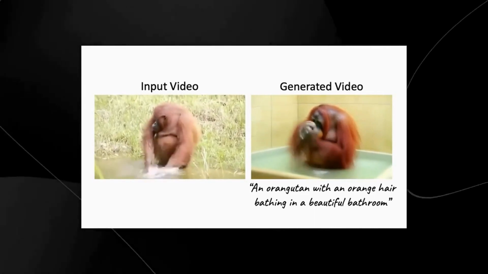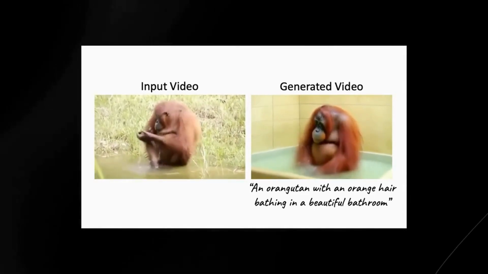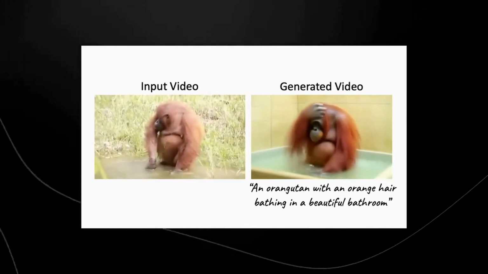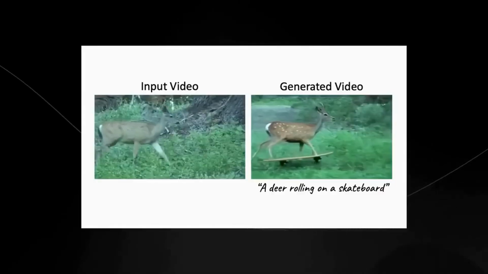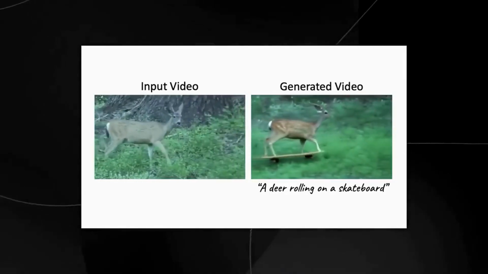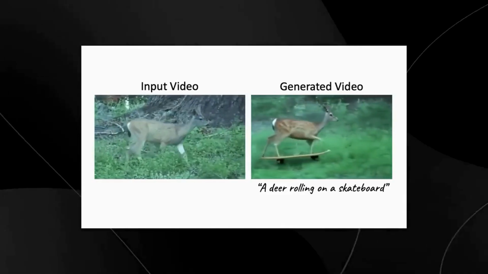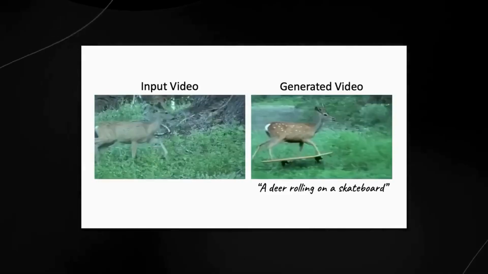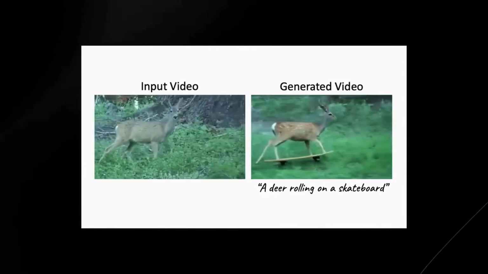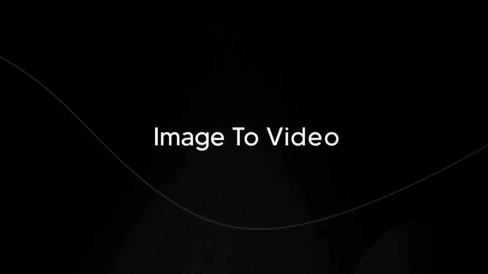We can see that orangutan with orange hair bathing in a beautiful bathroom does look pretty realistic as to what I would expect if I saw an orangutan bathing. Now you can also see right here a deer rolling on a skateboard. This one isn't as accurate, but it's still very interesting to see how the models kind of put certain pieces together and how the final output is. And of course, we can see that the input video is there, and of course the output video definitely looks interesting.